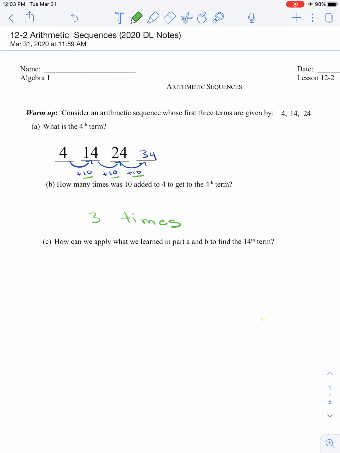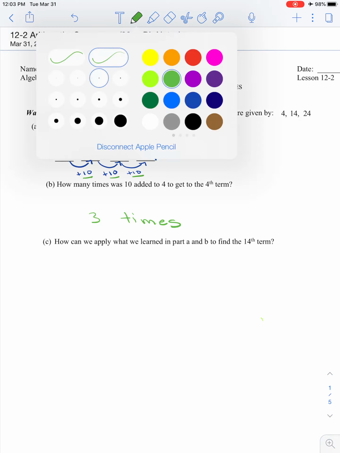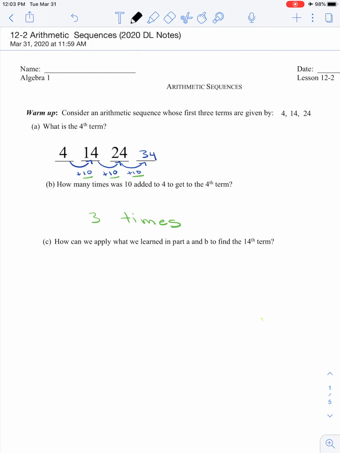So if you were looking to find the 14th term, you could continue the pattern out until you got to the 14th term, but that would take a long time. So we could do that. Let's do that first. So we need 14 spaces. 1, 2, 3, 4, 5, 6, 7, 8, 9, 10, 11, 12, 13, 14.